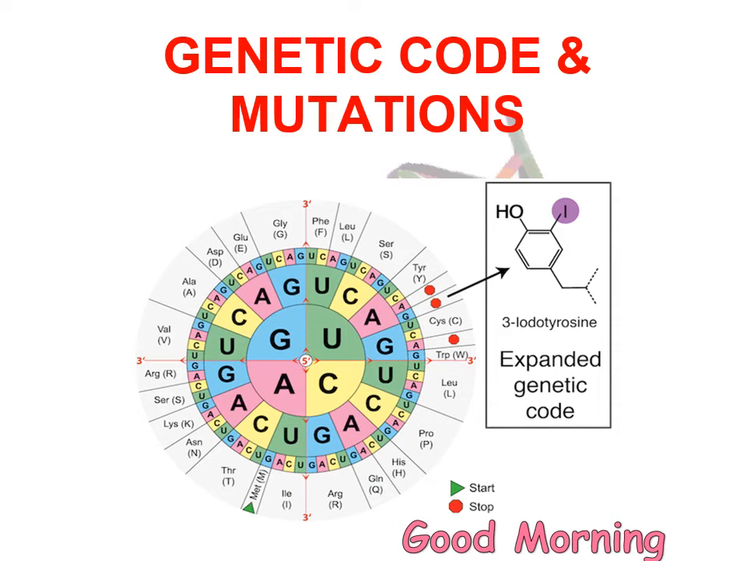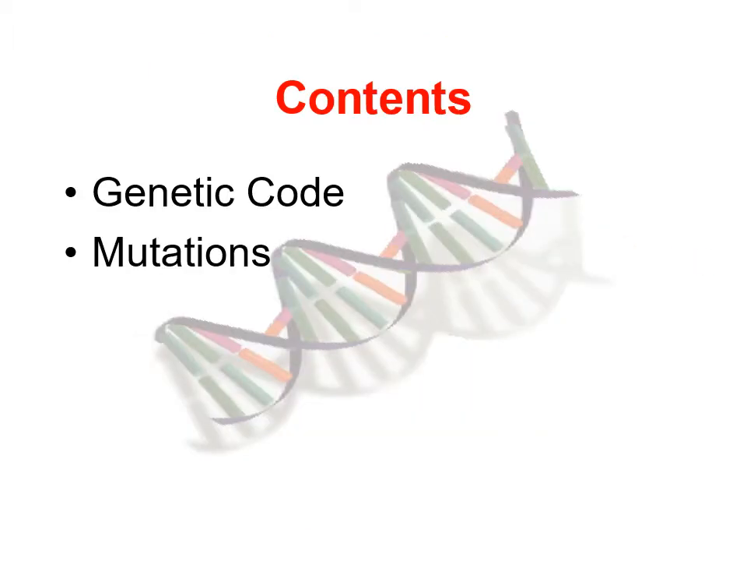Good morning, dear students. Under the chapter of molecular biology, so far you have studied the two important processes, that is the replication and the transcription. Now, before we go for the translation process, let us study in detail about two important concepts, that is genetic code and mutations. So the content for today's class is going to be genetic code and mutations, which I shall be doing under two sessions.